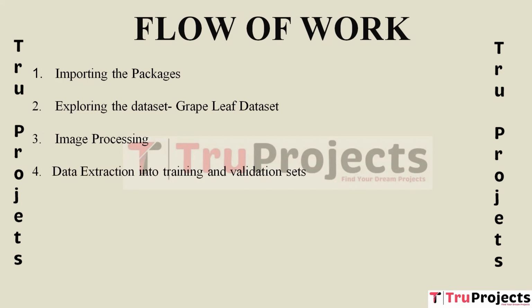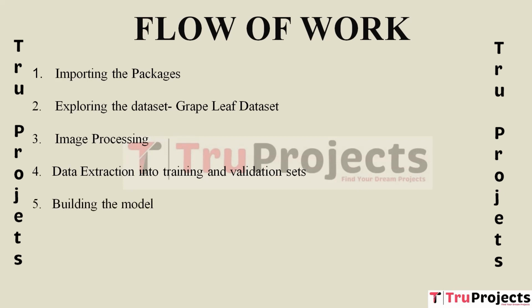Data extraction into training and validation sets. In this module, we split the dataset into two main parts, a training set and a validation set. These sets are essential for training and evaluating the machine learning model. Training set: the data used to train the CNN model. It contains labeled images of grape leaves, including both healthy and diseased leaves. Validation set: a separate set of labeled images not used during training. It's used to assess the model's performance and fine-tune hyperparameters.